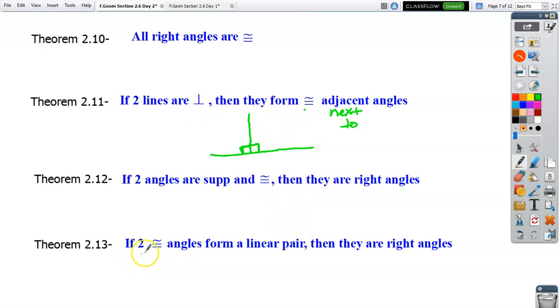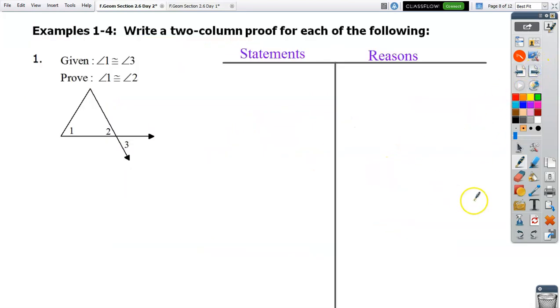And then lastly, if two congruent angles form a linear pair, then they are right angles. Again, these are a linear pair. They make a straight line, so they are right angles. And they're congruent, so they're right angles. So again, these all kind of relate together. Next. We got some proofs in here.